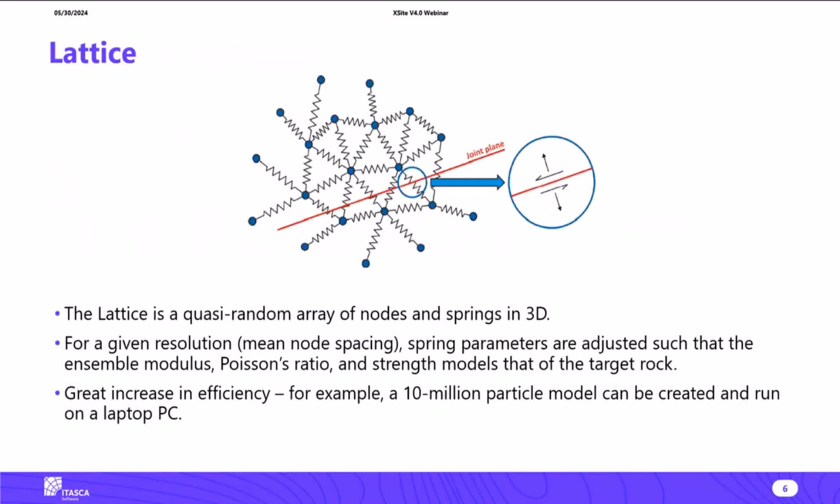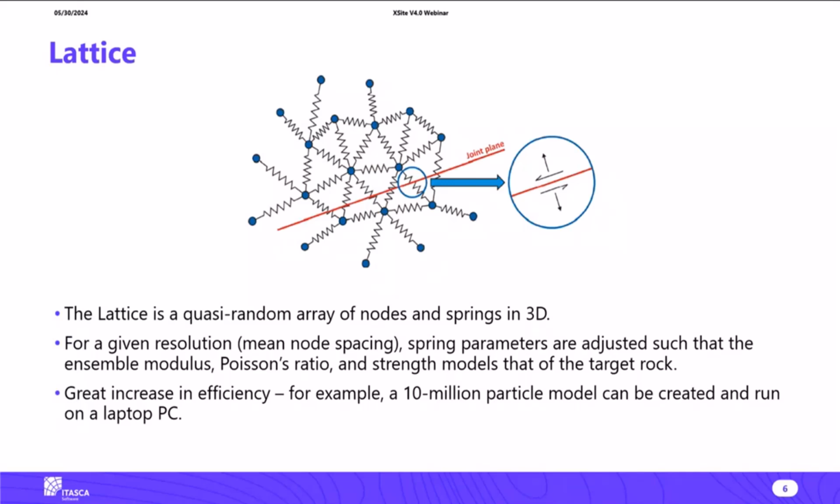So what is lattice? Lattice is a quasi-random array of nodes and springs in 3D. The cartoon illustrates the lattice in 2D. One important thing to mention is that the cartoon is a little bit misleading because it shows only one spring connecting two nodes, but in reality there are two springs. One, as illustrated here, responds in the normal direction, but there is also a spring that generates force if there is shear deformation between two nodes.